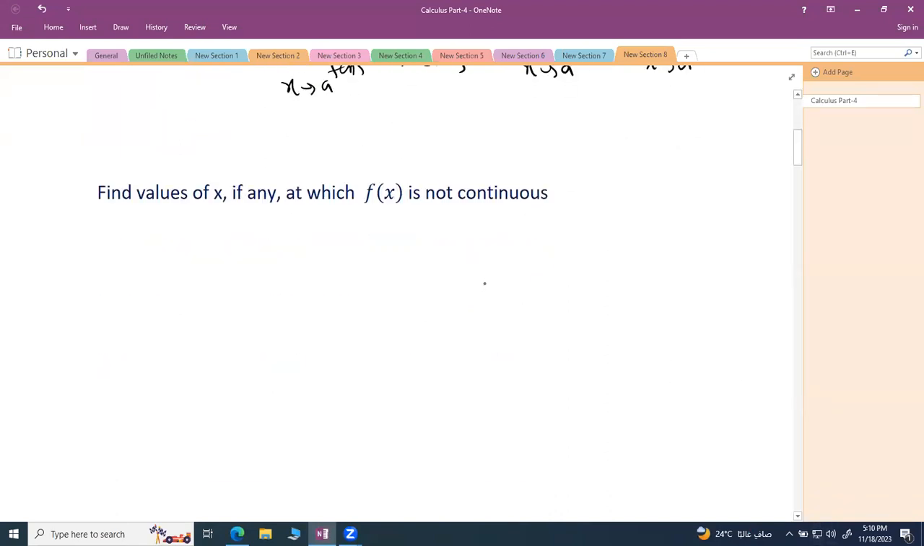Now we will start the problems. Find the values of x, if any, at which f of x is not continuous. Problem 1.